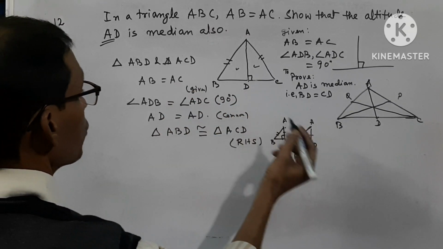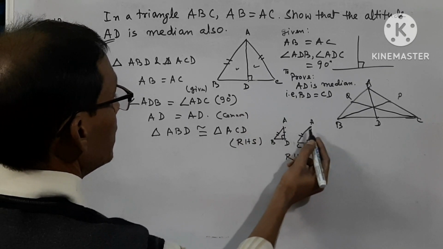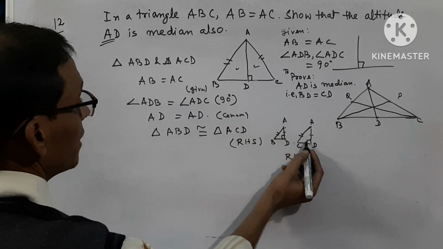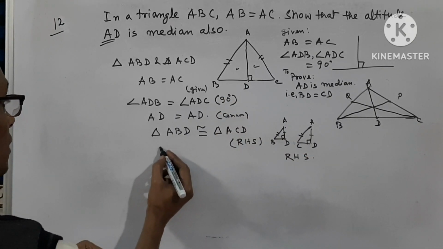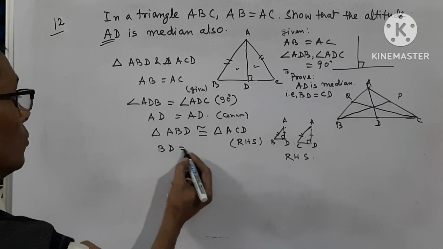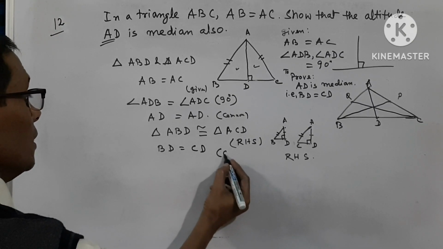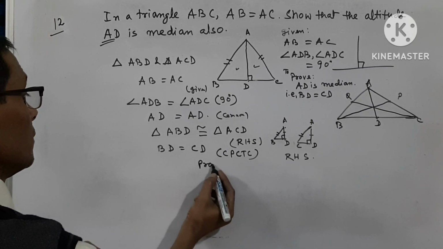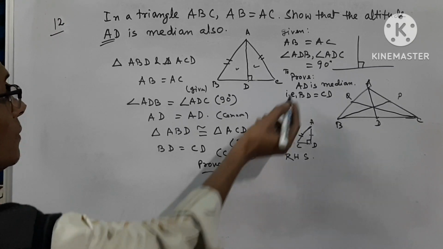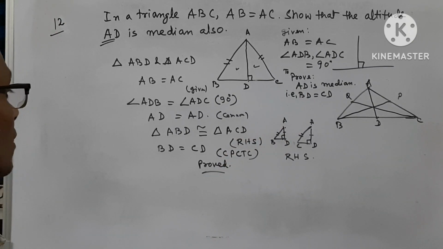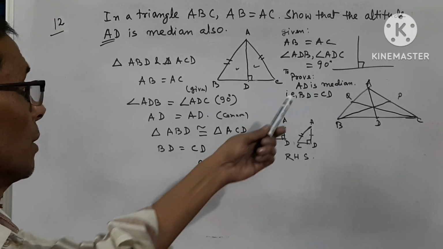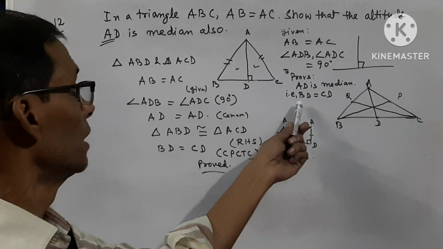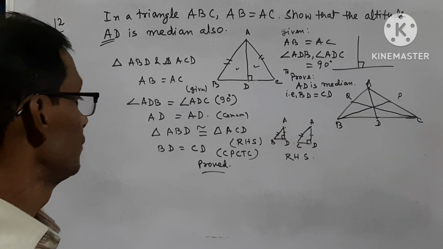So once you have proved ABD and ACD are congruent, then you can say BD and CD are corresponding parts. So BD equals CD by CPCTC, and it is proved. You can write AD is the median. That means you understood that you have to prove that BD equals CD.